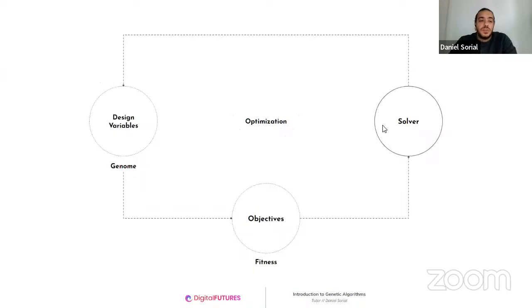So this is how optimization works. We have a design that has variables, and then we test those variables against an objective, and then we feed this objective to the solver, right? And then the solver analyzes this objective and then goes back and changes the design parameters, and this loop keeps on happening until we have the best objective. This is basically how the algorithm works.